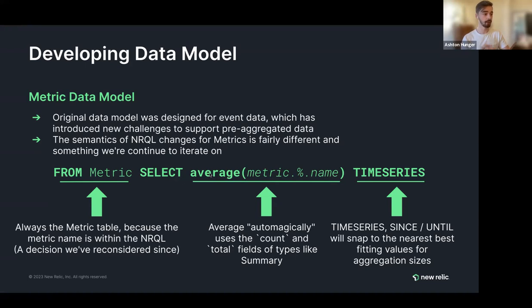And then in cases like average and other functions, average is going to automatically take things like the count and the total fields from something like a summary, for example, and use that to compute the average, a non-trivial interpretation of the data, instead of when we're in regular event land where we're just expecting a primitive. And then time series, since and until and all those will do their best effort to snap to the nearest aggregation size so that there are no weird drop-offs and no sawtooth of two, then zero, then two fitting into the bucket. So it does its best to fit the buckets around the targeted aggregation size.